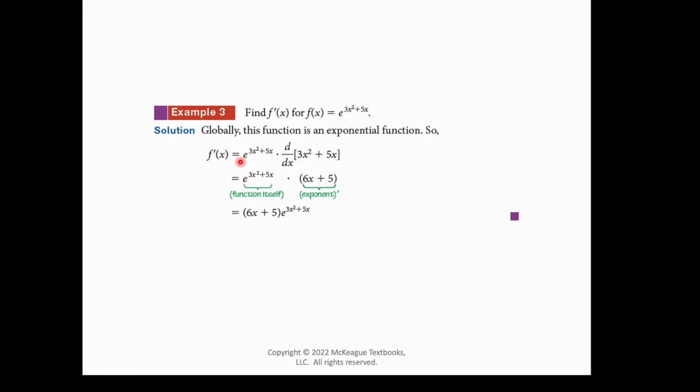So when I take the derivative of e to the power of 3x squared plus 5x, we're going to get e to the power of 3x squared plus 5x times the derivative of the exponent. So when I take the derivative of the exponent, I get 6x plus 5, and I have to multiply that by e to the power of 3x squared plus 5x. We should leave the parentheses on here because if we don't, then it might look like only the 5 is being multiplied by the exponential function, when really it's the 6x and the 5 being multiplied. So be careful before you remove any parentheses.